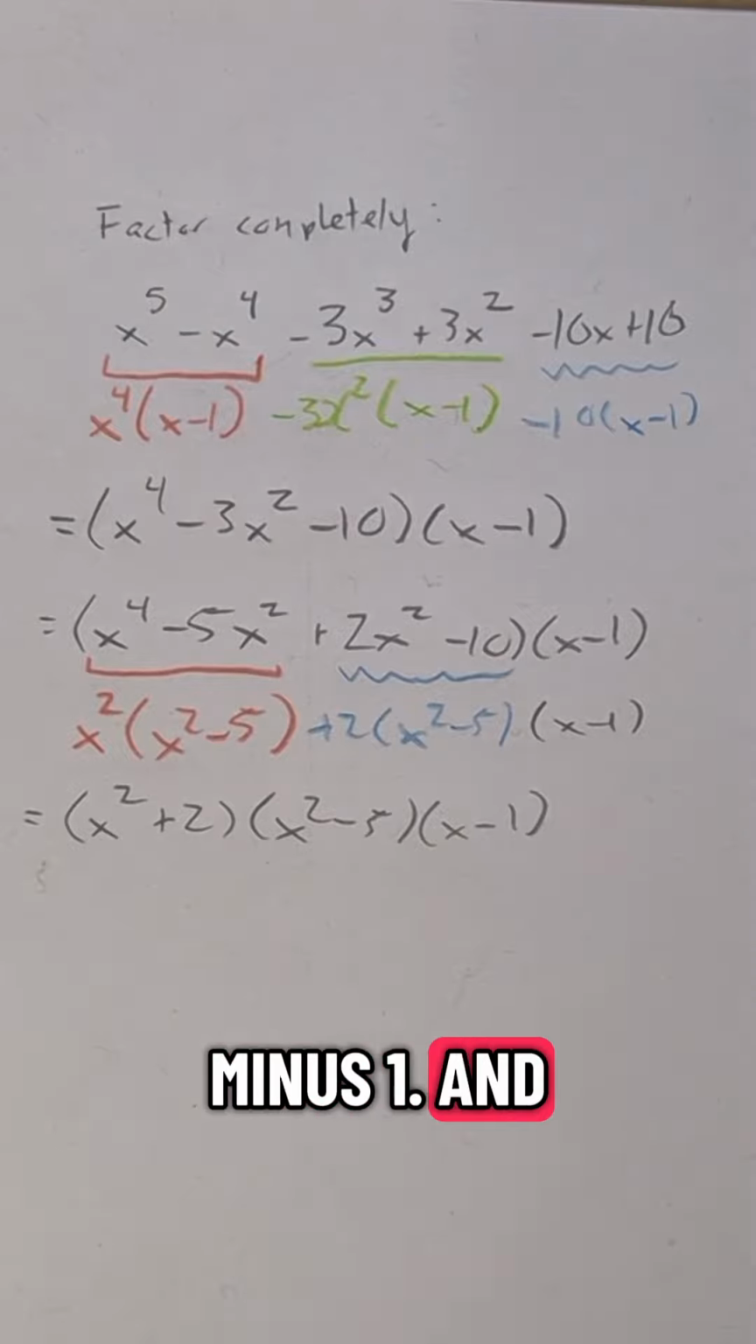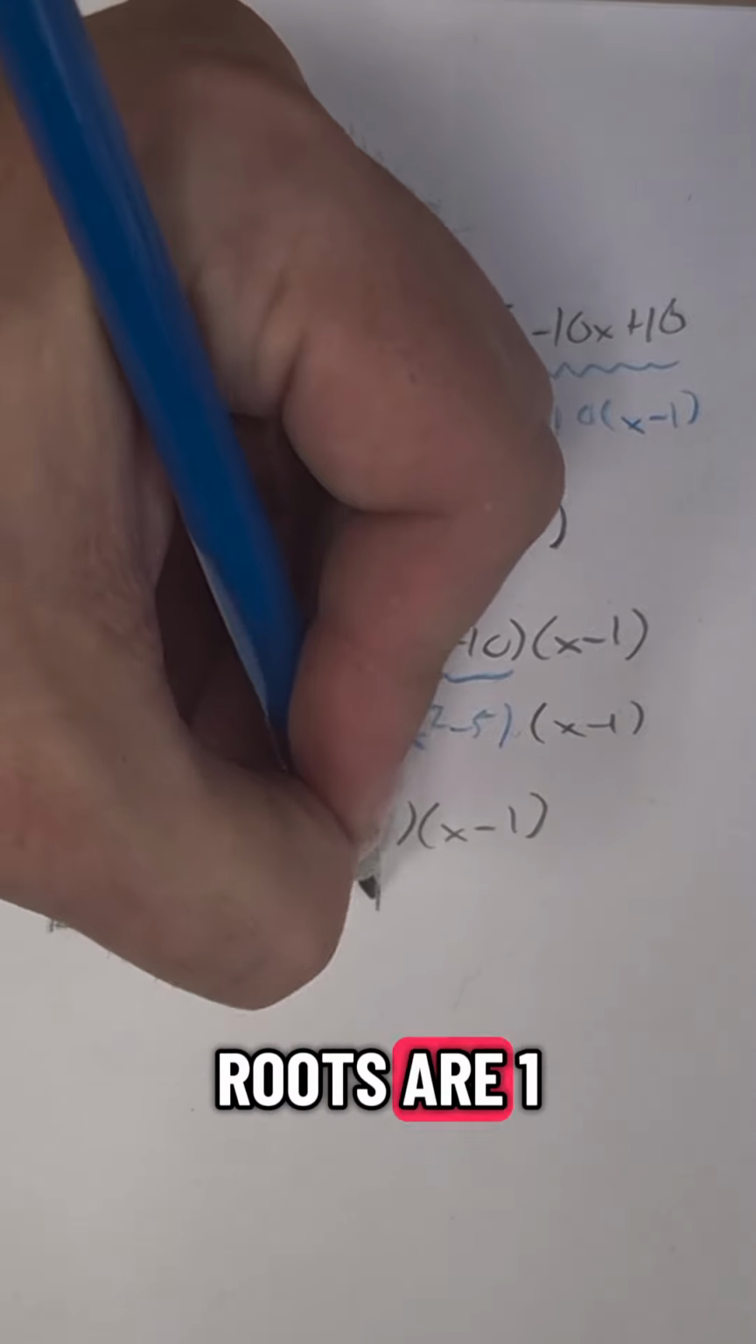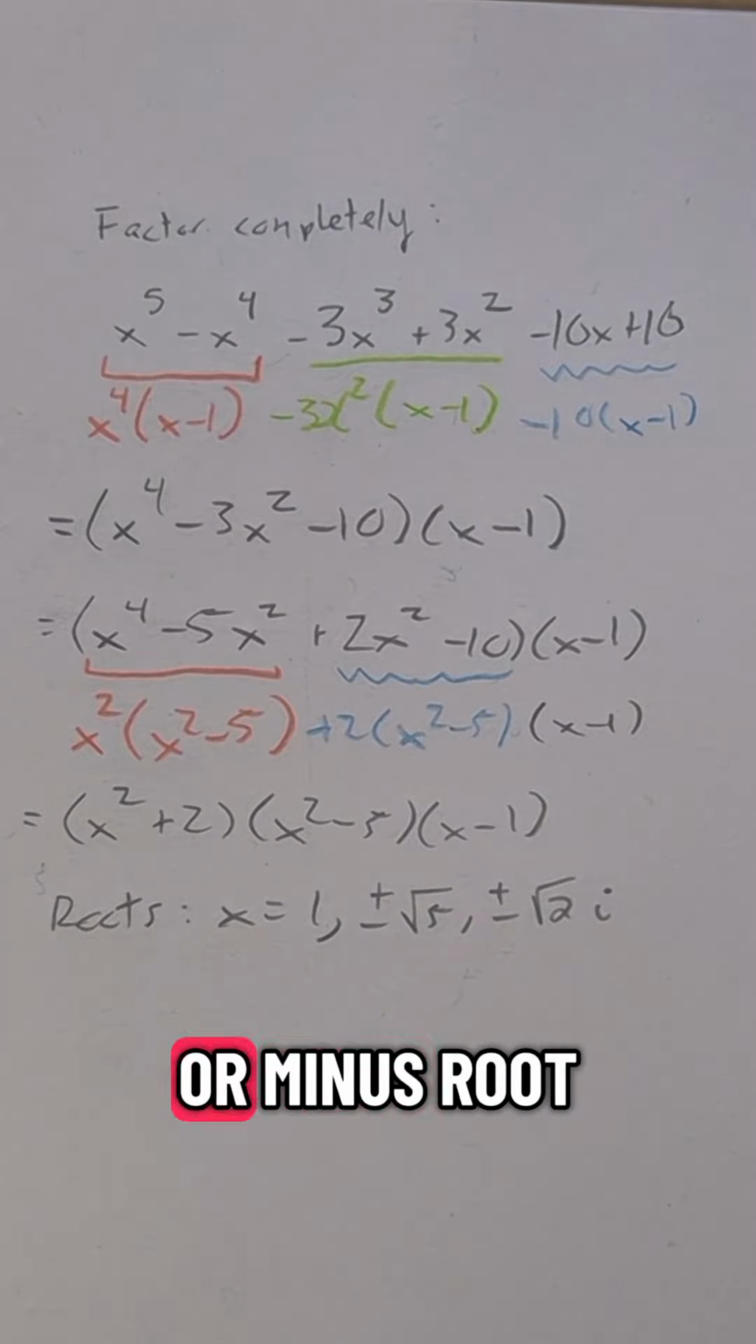And if you want to go one step farther and find the roots, you get that the roots are 1, plus or minus root 5, and plus or minus root 2i.